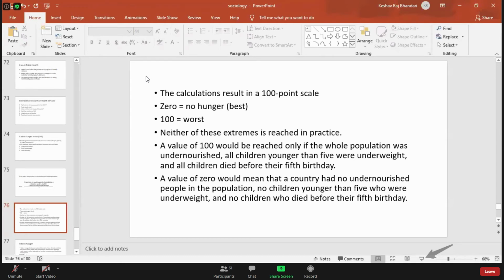Neither of these extremes is actually reached in practice, because a value of 100 would mean that all the population was undernourished, and all the children less than 5 years were underweight, and that all children died before the 5th birthday. So neither 100 nor 0 is actually possible, but it is a scale from 0 to 100.